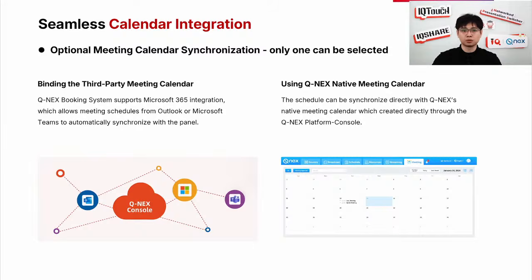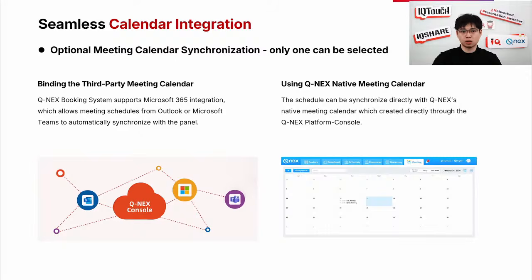For organizations that do not use Microsoft systems, the room scheduler can also work with the Q-NEX native meeting calendar. In this case, meeting bookings can be created in two ways: through the Q-NEX app on mobile devices or through the Q-NEX platform console on a web browser. This allows administrators to manage meeting rooms, set up the scheduling panels, and operate the meeting booking system, all within the same platform, creating a more centralized and streamlined management experience. In general, organizations can only choose one meeting calendar, Microsoft 365 or Q-NEX native meeting calendar.